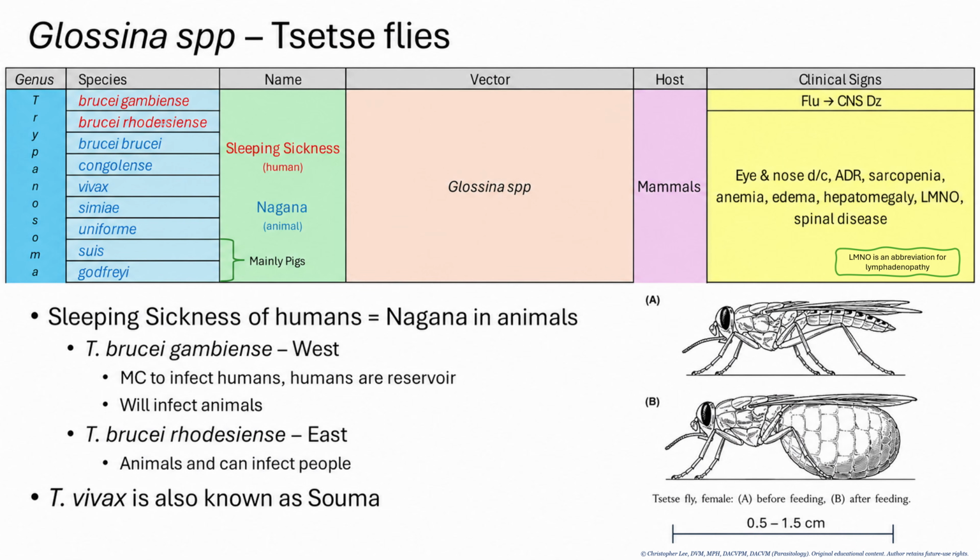For this overview, do not get trapped into every species row. The main idea is the vector relationship. Glossina is not just moving contaminated blood mechanically, it is part of the parasite's life cycle.